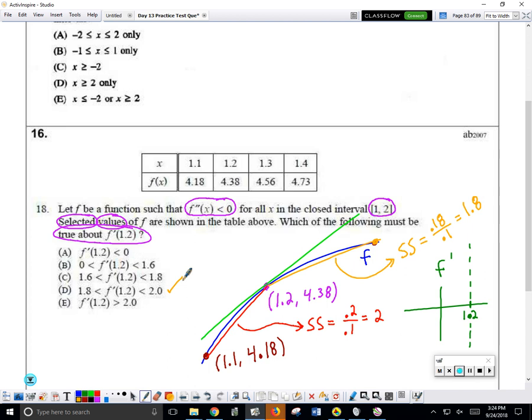Wait, so which point is the orange one? Oh, my bad. I was just doing the first 3 points in the table, because I centered on this one since they asked what's true at f of 1.2. That was the first thing I noticed. The brown point down here is the one prior, and the orange point up here would be 1.3, comma 4.56.